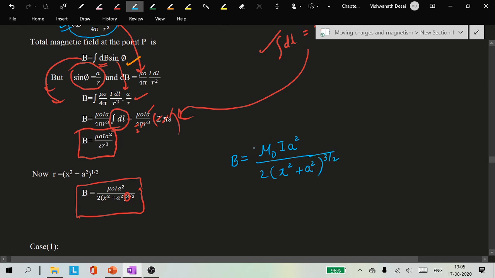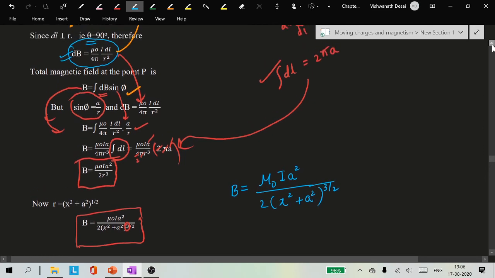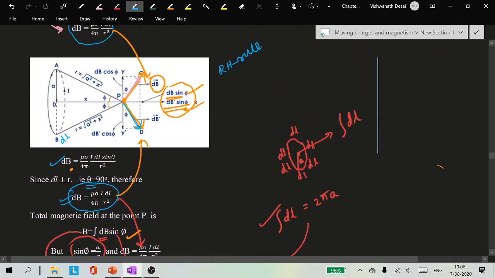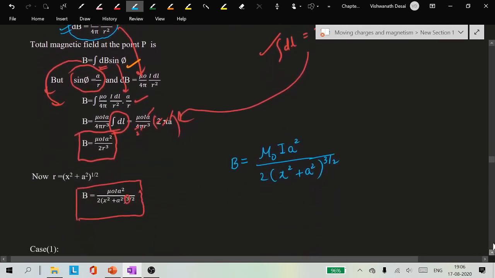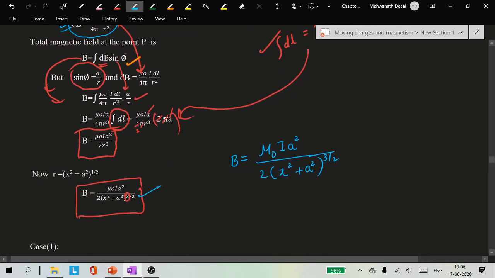Mu naught is the permeability of free space. That means the coil is present in air or vacuum, and I is the current flowing through the coil. A is the radius of the coil. X is the distance where we are finding the magnetic field from the center. So this distance x from O to P. So this is the final step, that is the magnetic field at point P due to a circular current carrying coil.